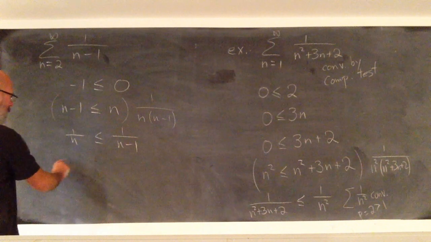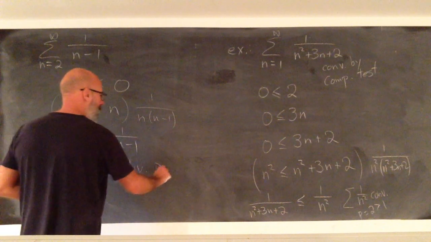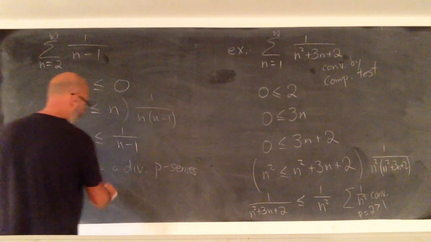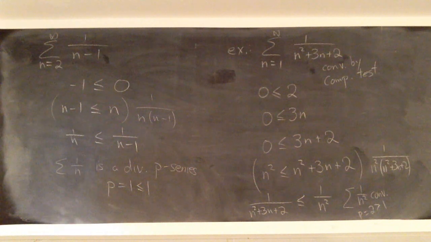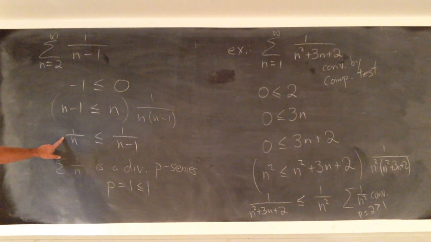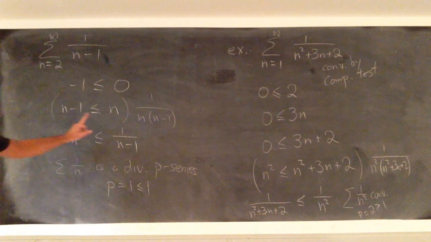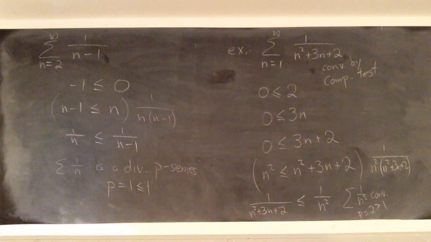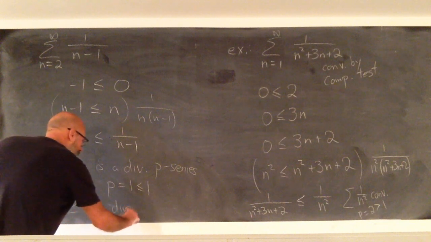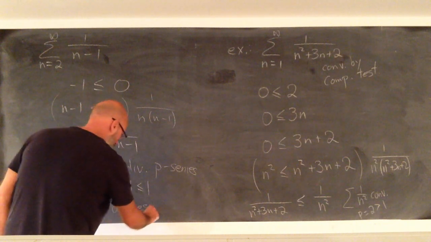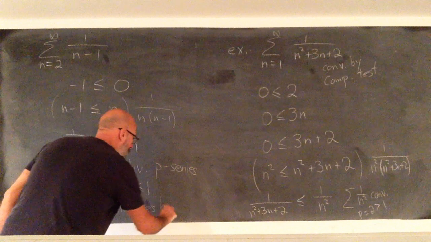And what do we know about the series 1 over n? The series 1 over n is a divergent p-series, where p is equal to 1, which is less than or equal to 1. So the smaller series diverges, so the bigger series diverges by the comparison test. Diverges by the comparison test.